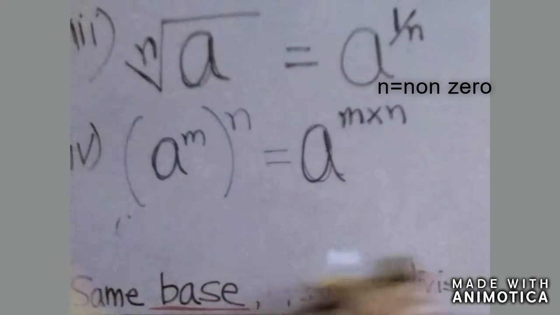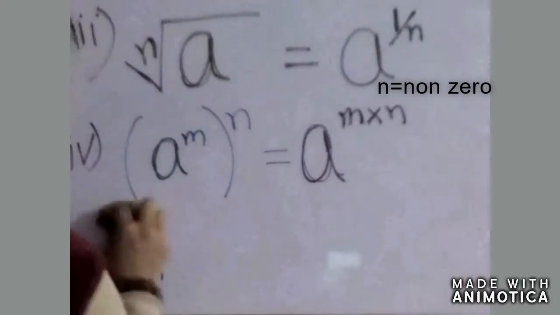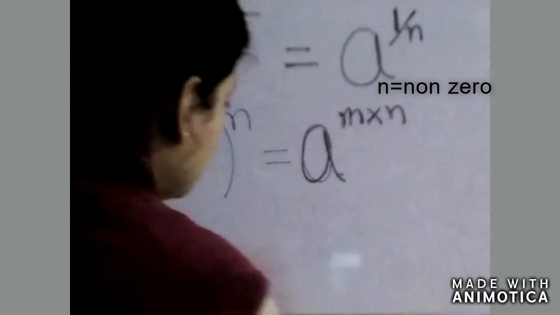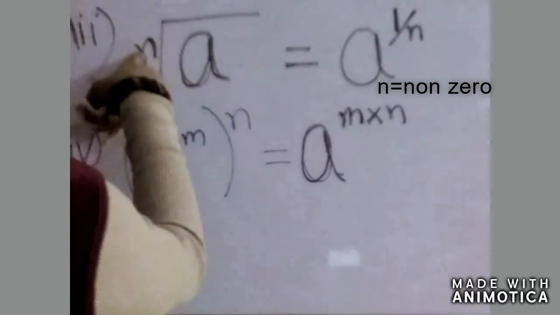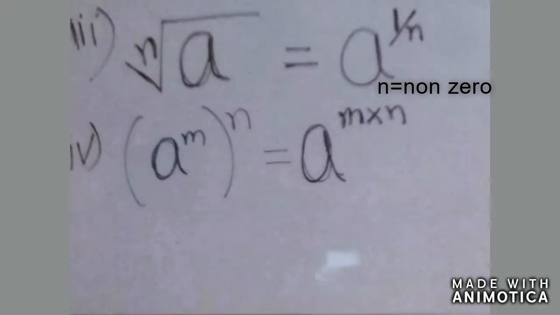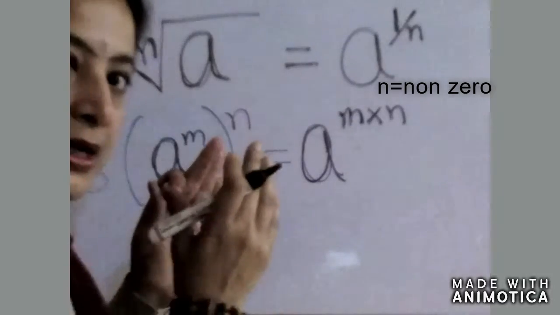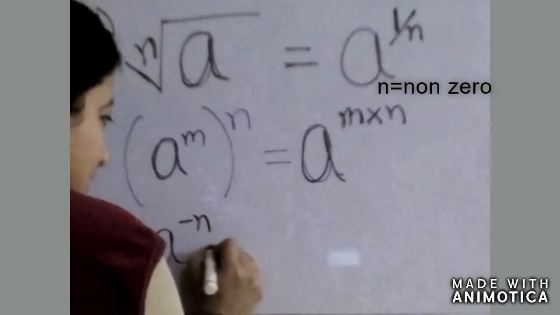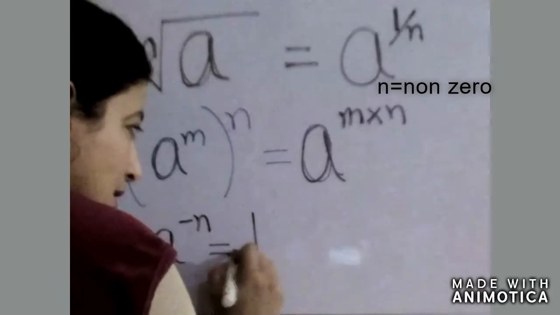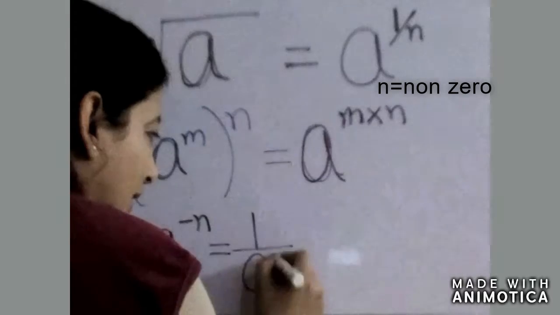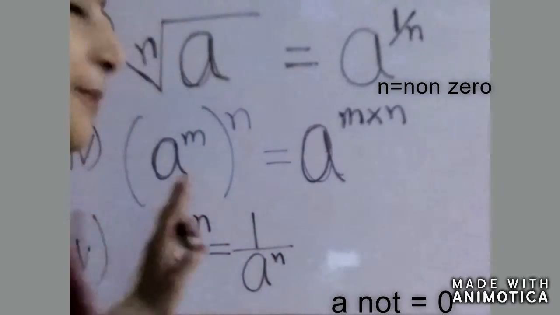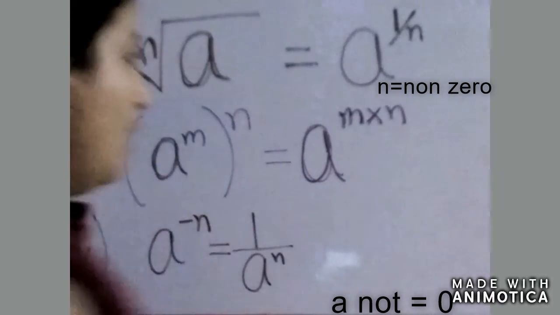Number 5. We have already seen the nth root case. Now we are watching what will happen in the case of a to the power minus something. A to the power minus n is equal to 1 by a to the power n. It means the value is converting into a fraction. A to the power minus n means the power is negative.